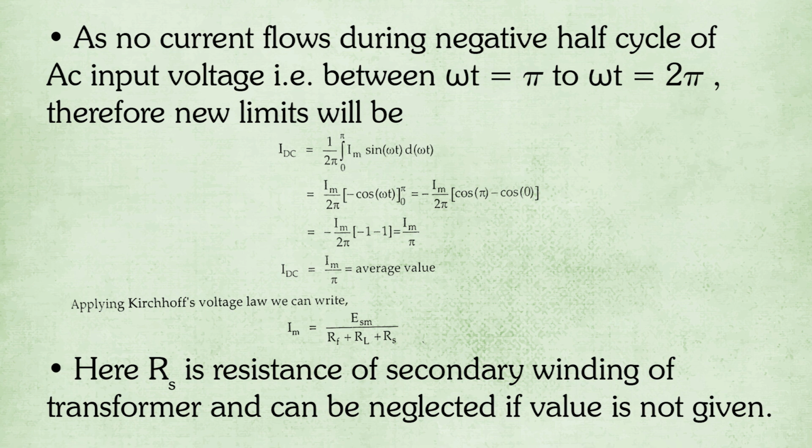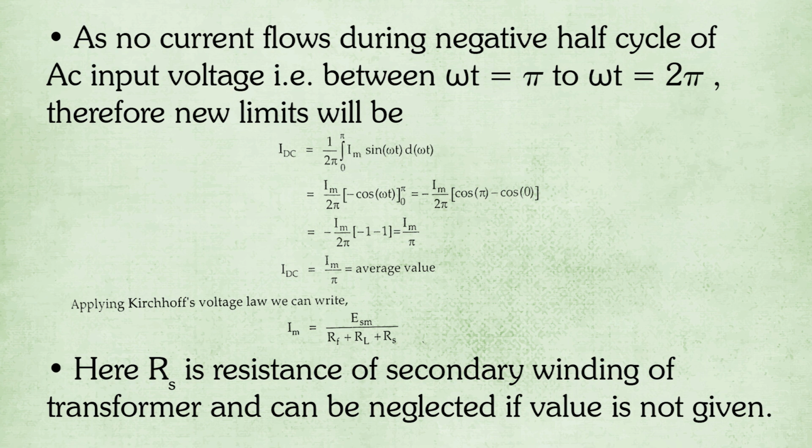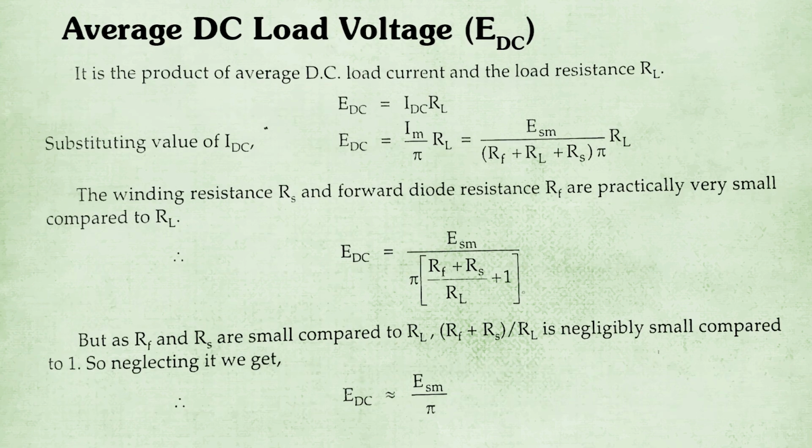So, applying Kirchhoff's voltage law, we can write the value of Im as ESM upon Rf plus RL plus Rs. Here Rs is the resistance of the secondary winding of the transformer and can be neglected if the value is not given. Now, let us find the value for average DC load voltage.